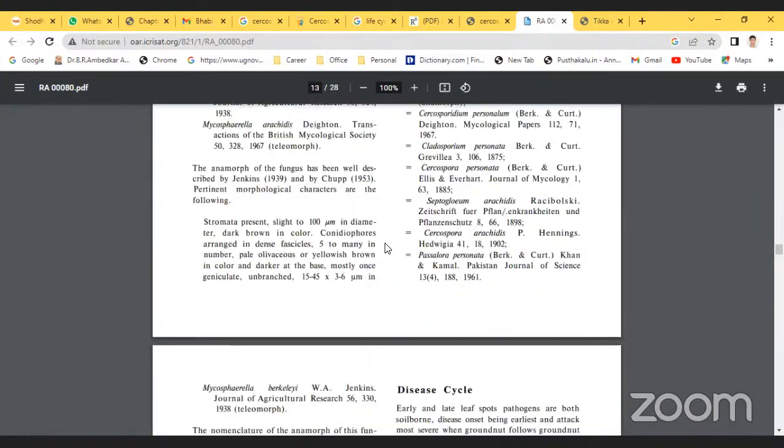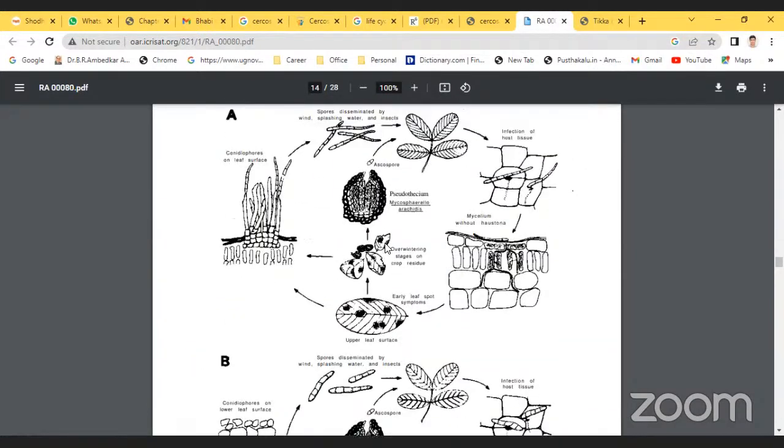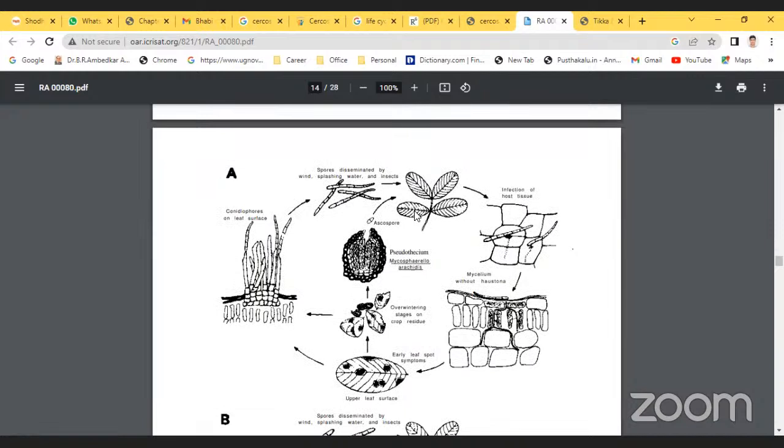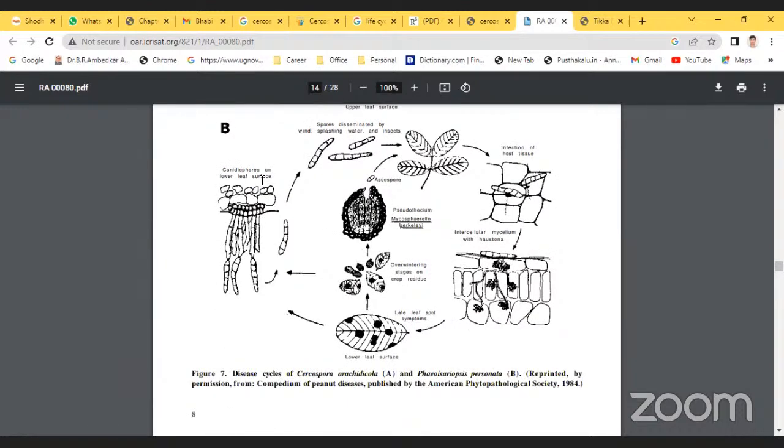Just observe this one. This is the leaf infection of the host tissue. These are the infected leaves. This is the mycelium without haustoria. The early leaf spot symptoms on the upper leaf surface; you know upper leaf and lower leaf. Here, these are the conidiophores on the leaf surface. Then the lower leaf surface.